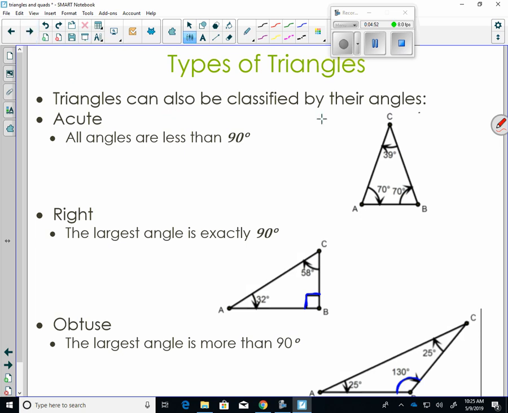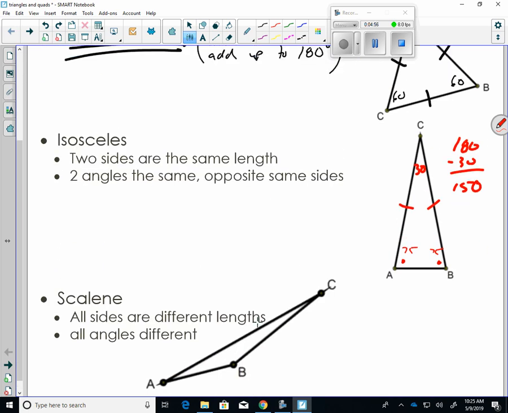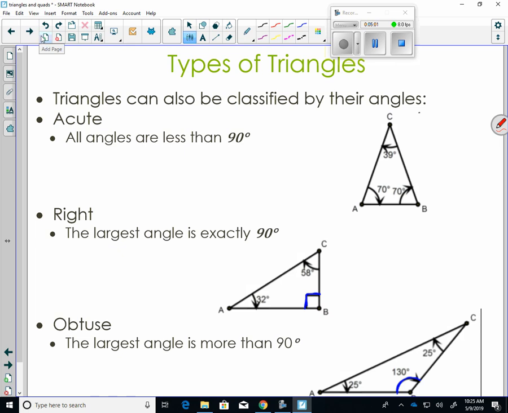Did we do anything on the others? Yeah, I wrote stuff down. Oh, on the scalene? No, they're all different. So if all the angles are less than 90, then we say that this triangle is acute.